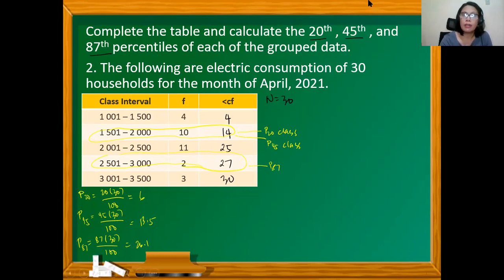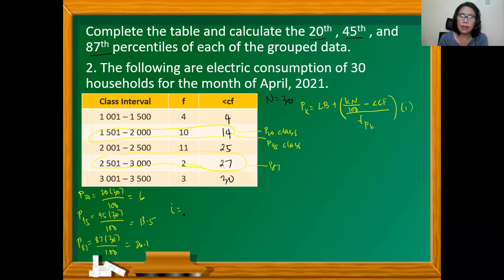And so recalling P sub k equals lower boundary plus quantity k times n all over 100 minus less than cf, all over frequency of the percentile class times i. And again, in this data, i is again upper limit minus lower limit plus 1. So if we're going to consider the first class, we have 1,500 less 1,001 plus 1. So i is 500.